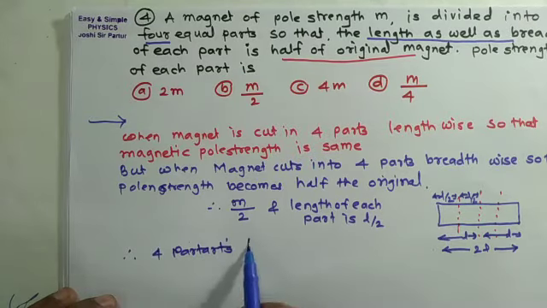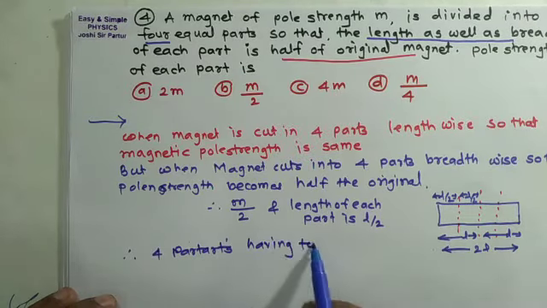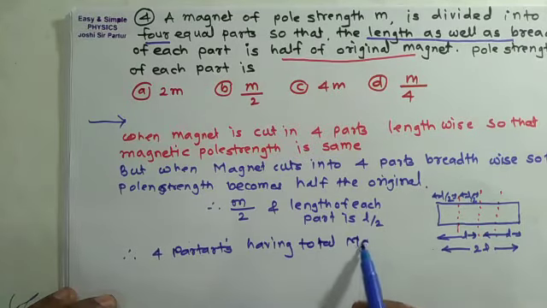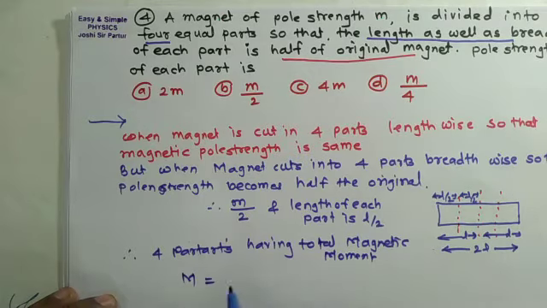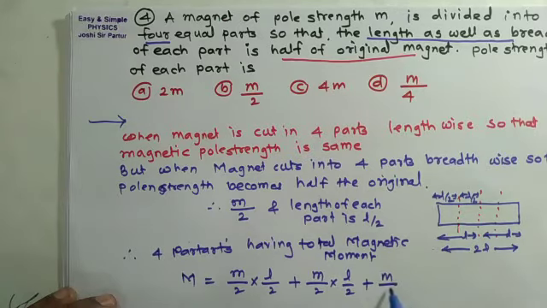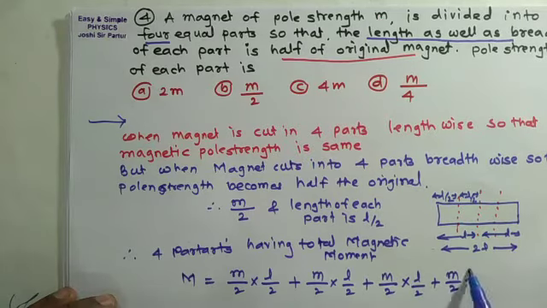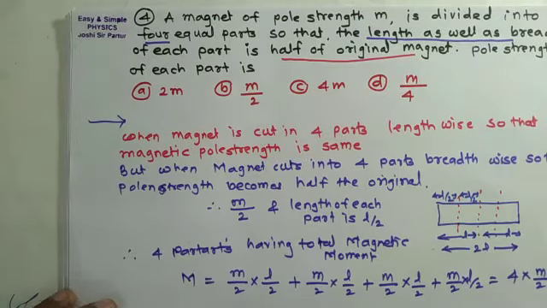total magnetic moment capital M is equal to small m by 2 multiplied by L upon 2, plus small m by 2 multiplied by L upon 2, plus small m by 2 multiplied by L upon 2, plus small m by 2 multiplied by L upon 2, which is 4 into m upon 2 multiplied by L upon 2.